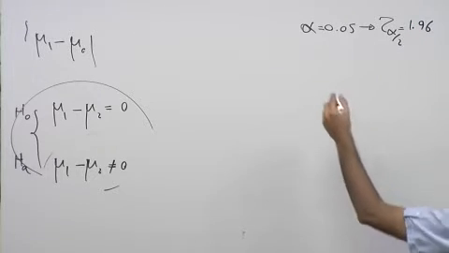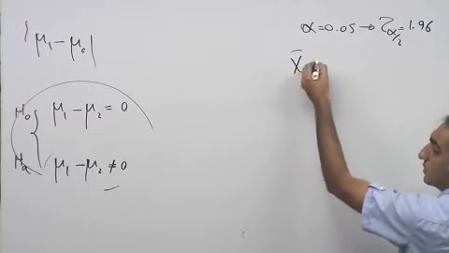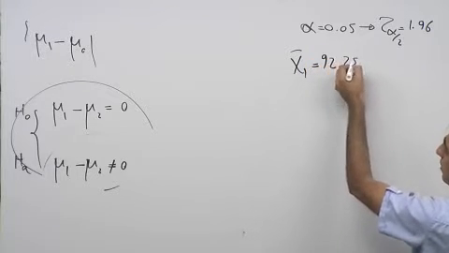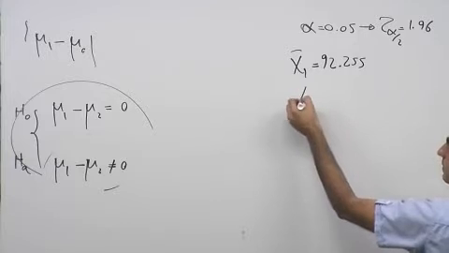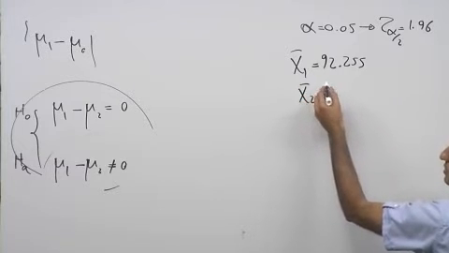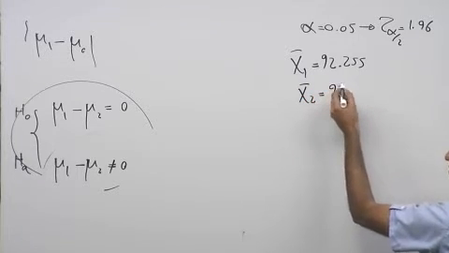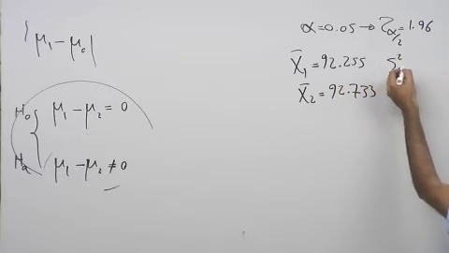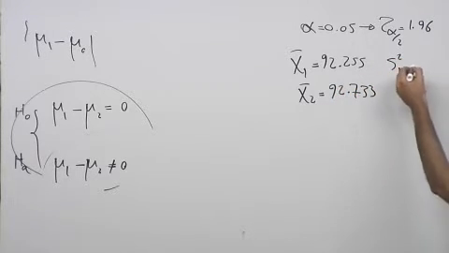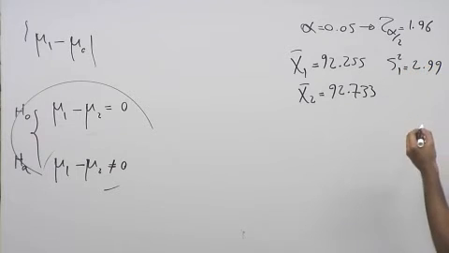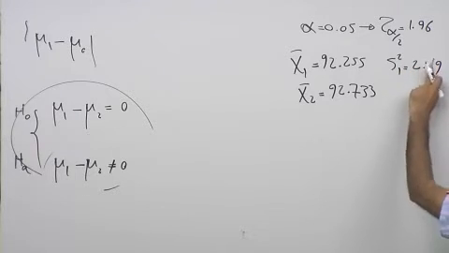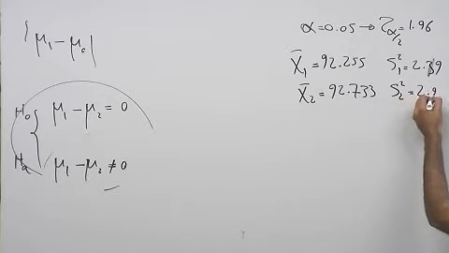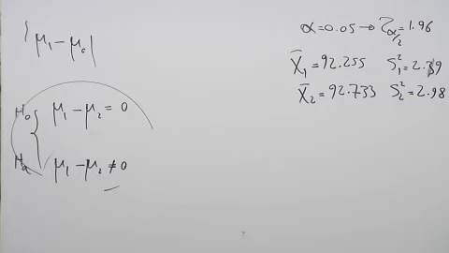Okay? So X bar 1 is 92.255. X bar 2 is 92.733. The sample variance for the first population, or first catalyst, is 2.399, and for the second one is 2.98. So what is the first step?